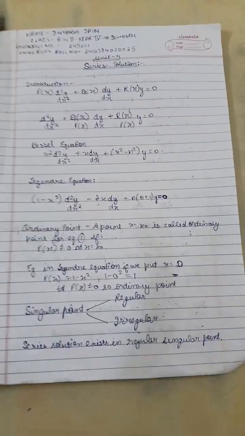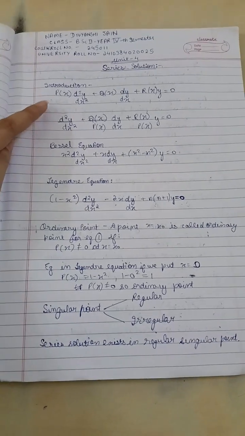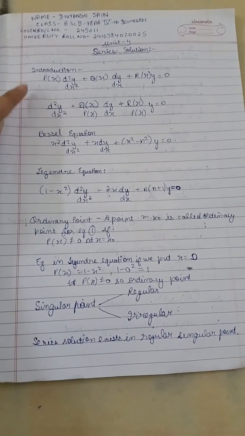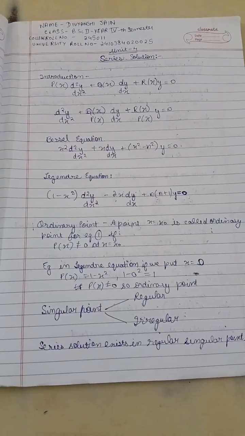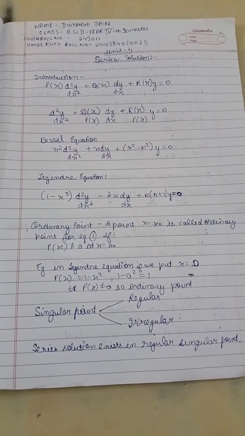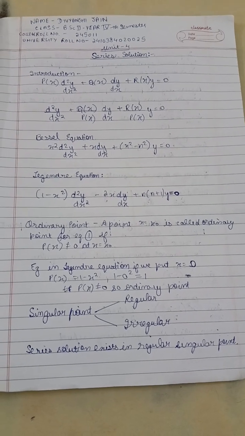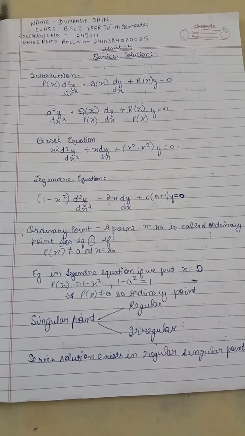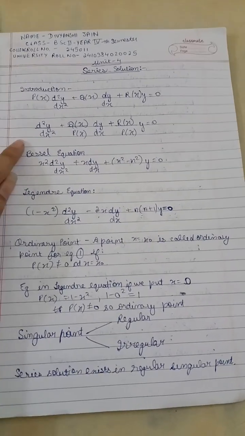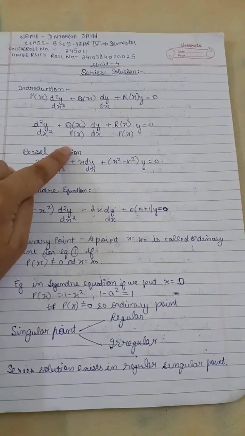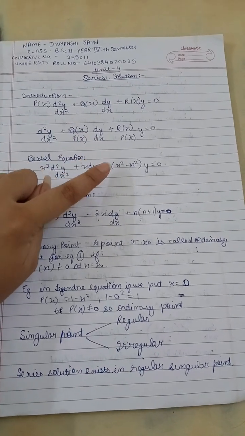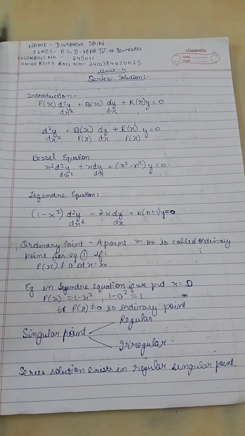So we know that this is the general or standard form of writing a second order differential equation, that is p(x) d²y/dx² + q(x) dy/dx + r(x) y = 0. And by dividing the equation by p(x), we can also write it in this form: d²y/dx² + (q(x)/p(x)) dy/dx + (r(x)/p(x)) y = 0.